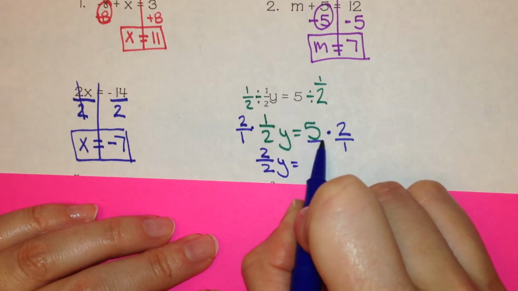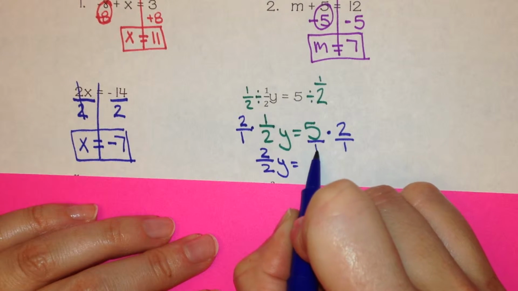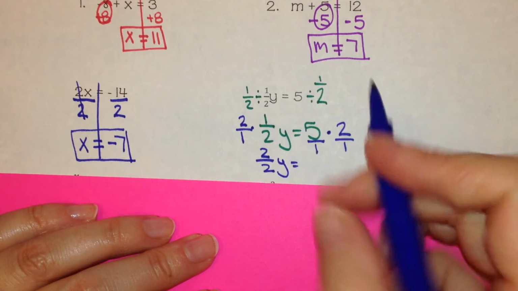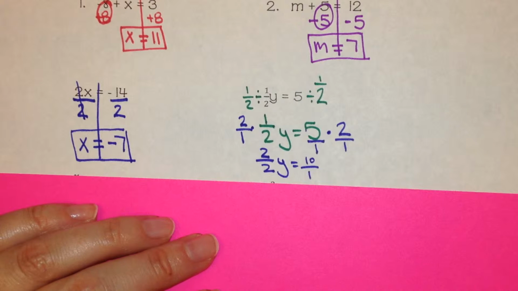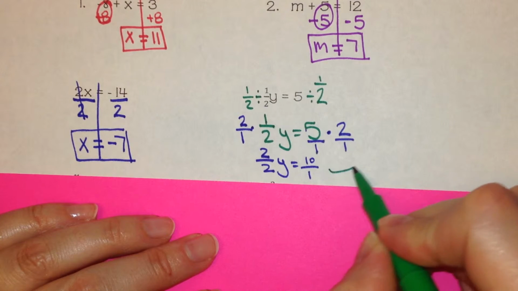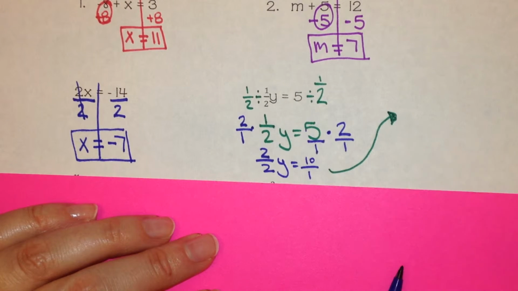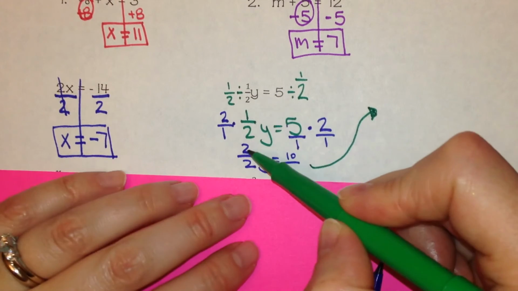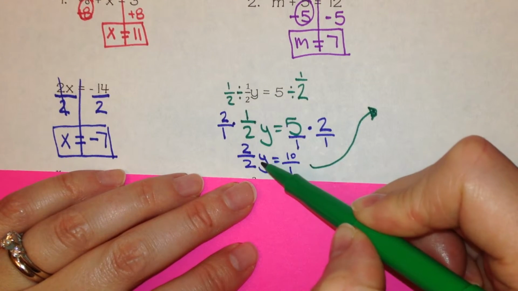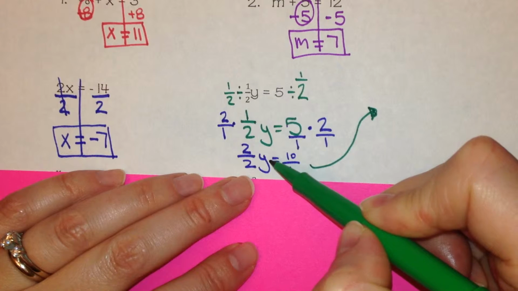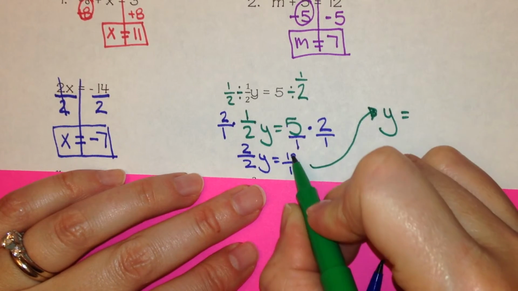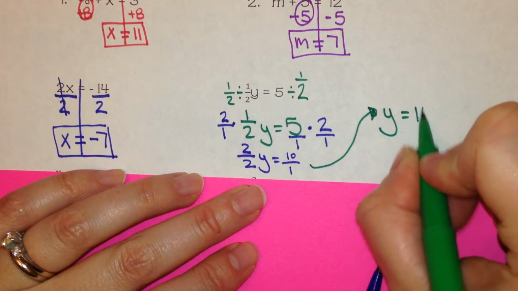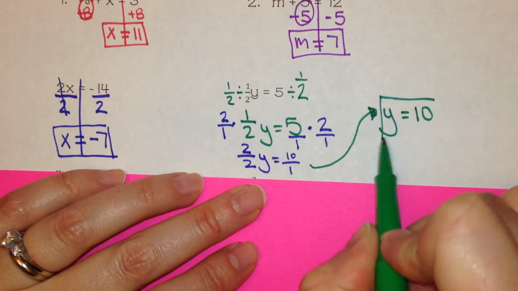Over here, we can just put a 1 below the 5 if we want to. 5 times 2 is 10, and 1 times 1 is 1. All right, I'm running out of room, so I'm just going to bring my problem up here. 2 divided by 2 is 1. So here we currently have 1y, which we just write as y, is equal to 10 divided by 1 is 10. So I have y equals 10.